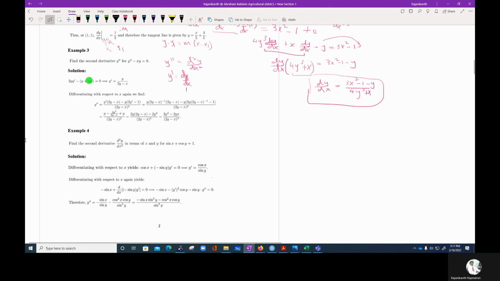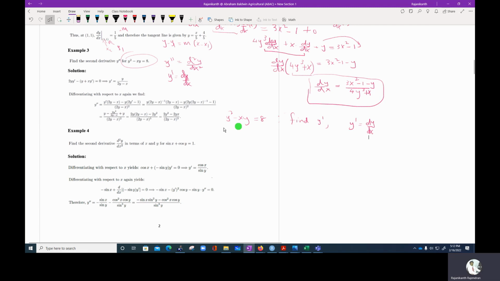Let me write down the equation. This is the given equation: y squared minus xy equals 8. First, you need to find y prime. Remember, y prime means nothing but dy over dx, right? So let us find dy over dx by differentiating with respect to x on both sides.